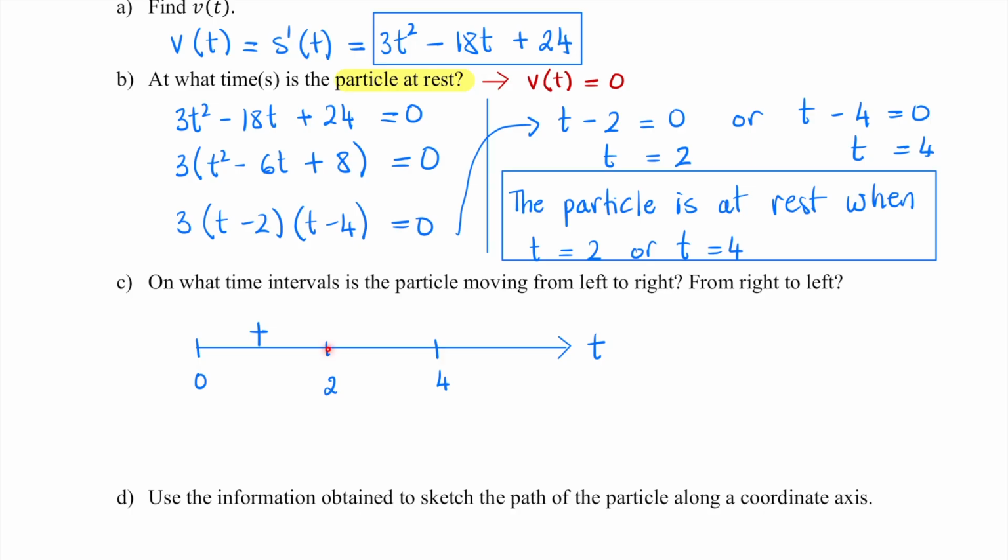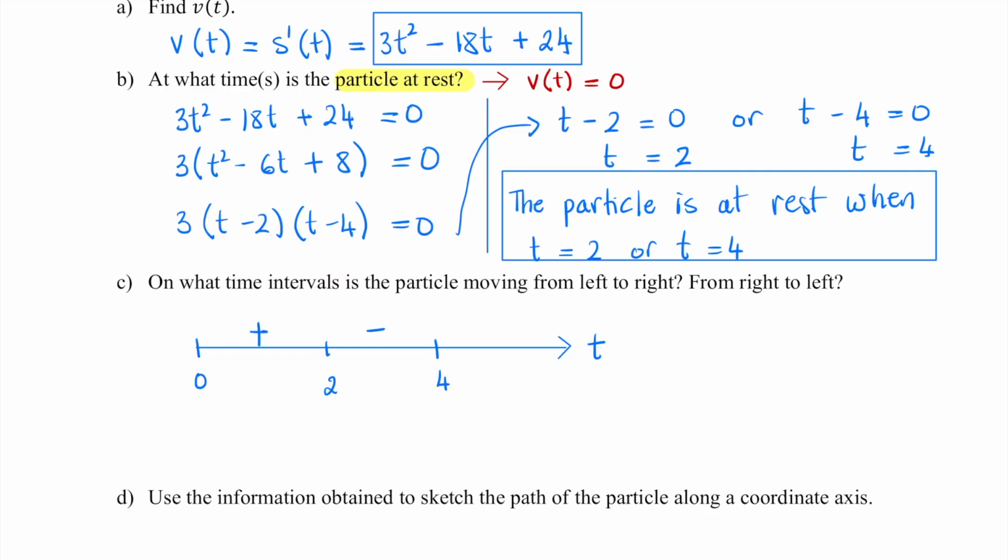When t is in between 2 and 4, we want to know if the velocity is positive or negative in this interval. So we pick a number in this interval, say we'll pick 3, and we plug 3 into this velocity. 3 minus 2 is positive, 3 minus 4 is negative. Positive times negative is negative.